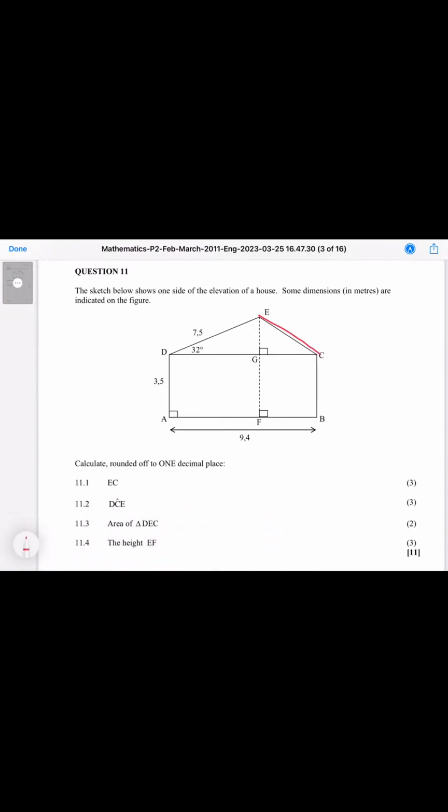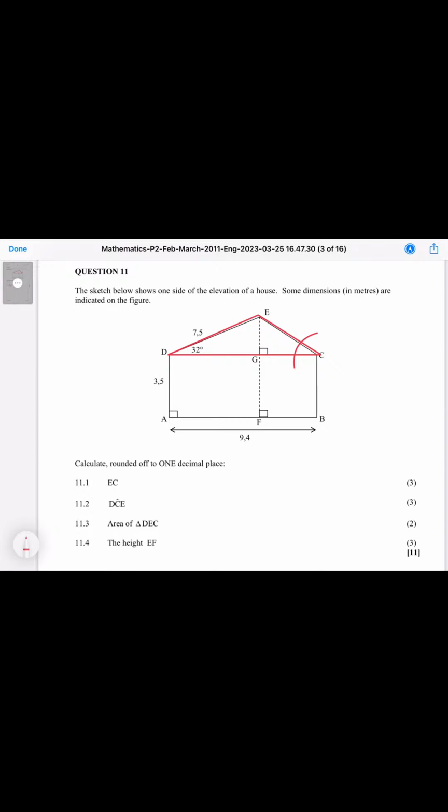EC. So 11.2 says, in triangle DCE, let's see, in triangle DEC, from D let's go to C, from there let's go to E. So that is the triangle that they are talking about. And most importantly, they want you to determine that angle C in that triangle.